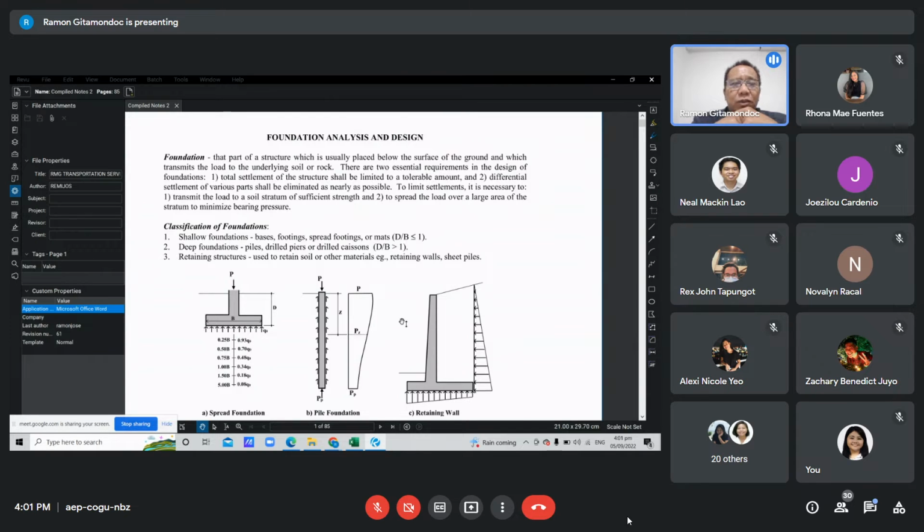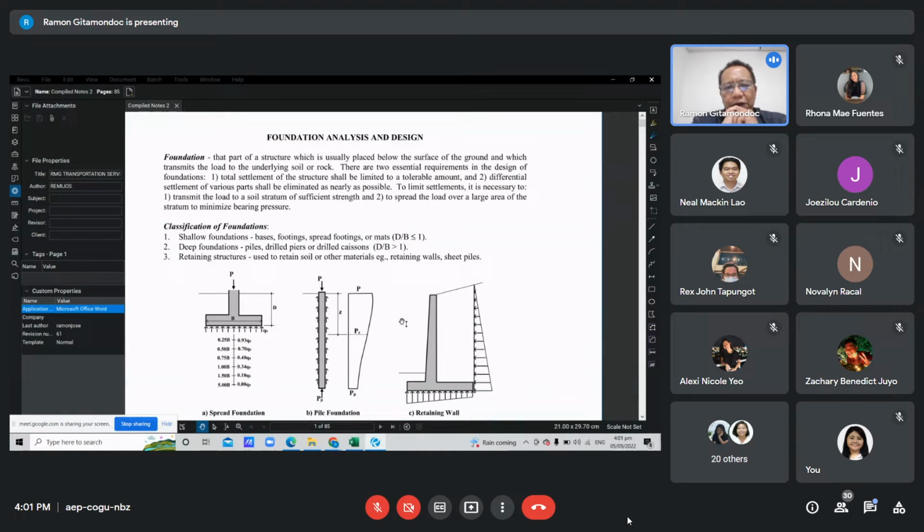So ingon na, no? So we transmit the load to a soil stratum of sufficient strength. Another solution will be to spread the load over a large area. So we increase the footing size. So suppose you have a low bearing capacity, by increasing the footing size, then the bearing pressure will be decreased also, no? So mao ni ang duha ka general nga approach, no? Transmit the load to a stratum of sufficient strength, or you increase the footing size to spread the load over a large area.